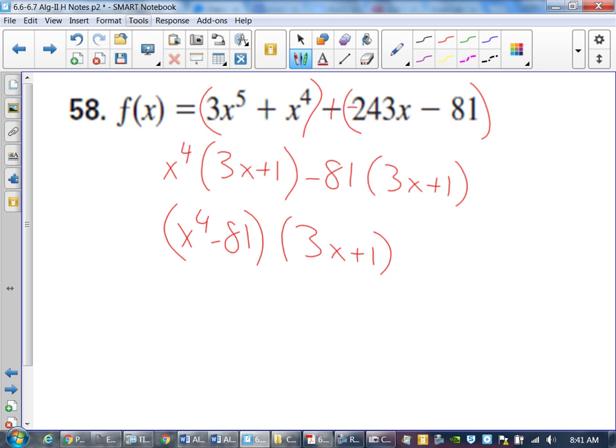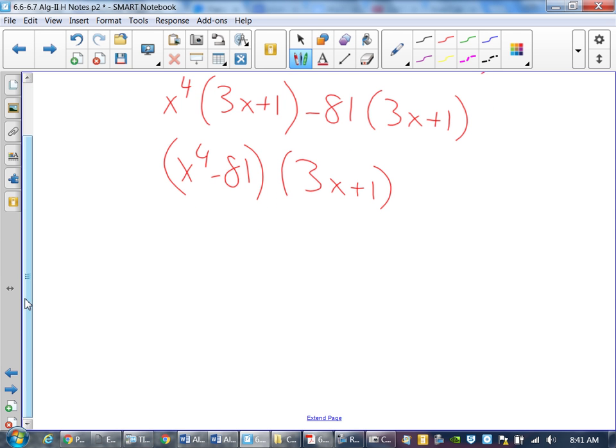So now is x to the fourth minus 81 factorable? x squared plus 9, x squared minus 9. It's a difference of squares. We're going to do more of it, so don't worry.